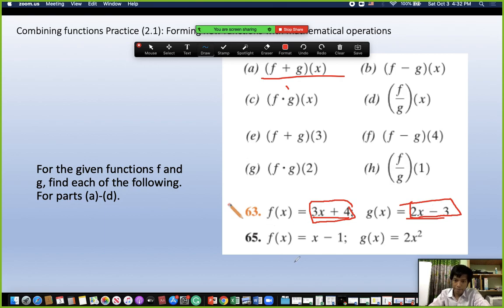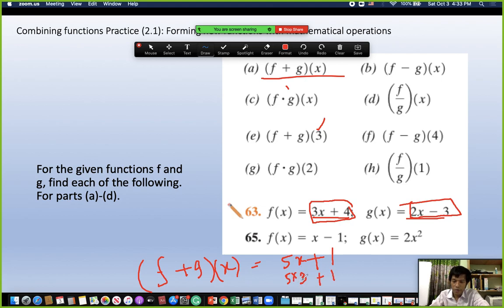That means our answer will be 3x plus 2x equals 5x, then 4 minus 3 equals 1, so plus 1. So if we add them, f plus g of x, our answer is 5x plus 1. 3 plus 2 equals 5, 4 minus 3 equals 1. Now there is another question, like f plus g of 3. It means now put 3 instead of this x. So if we put 3 here, it will become 5 times 3 plus 1.